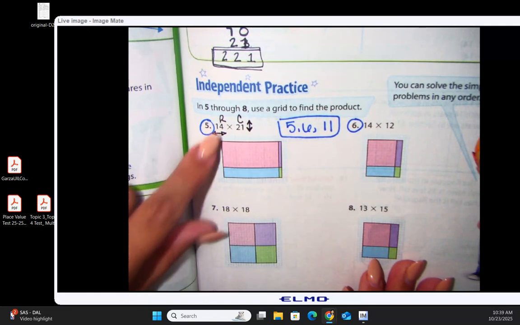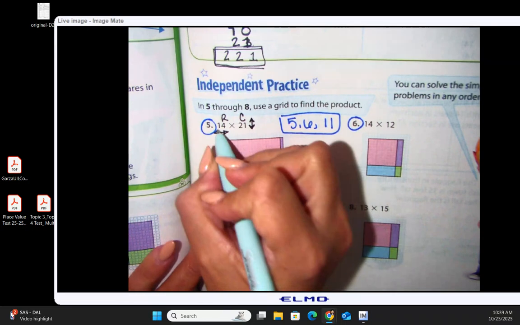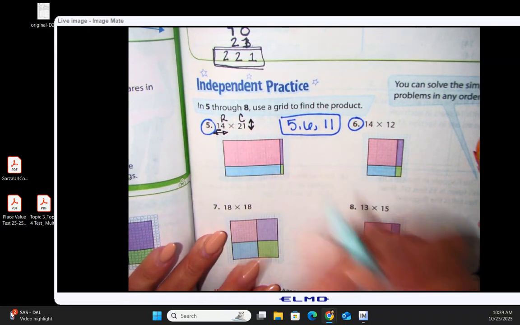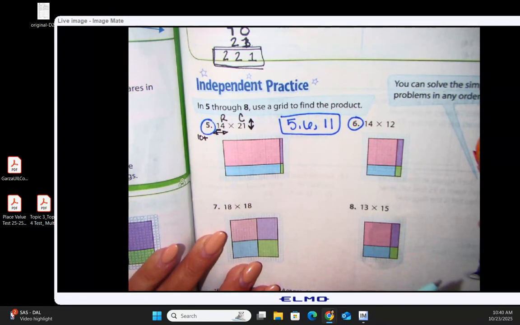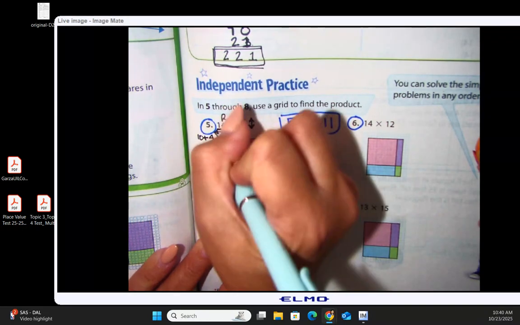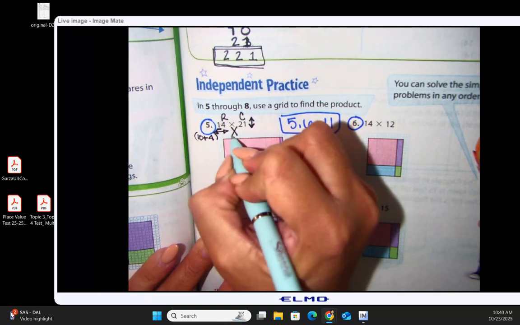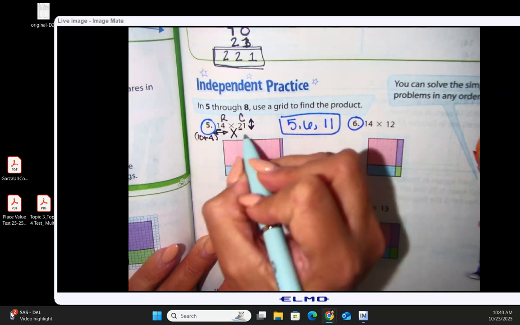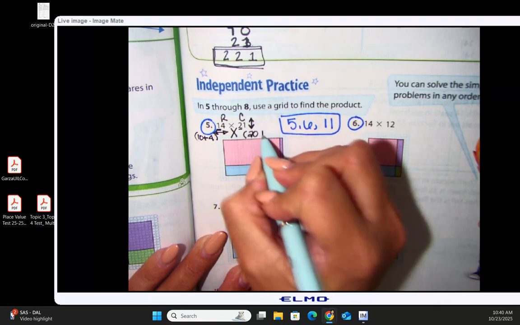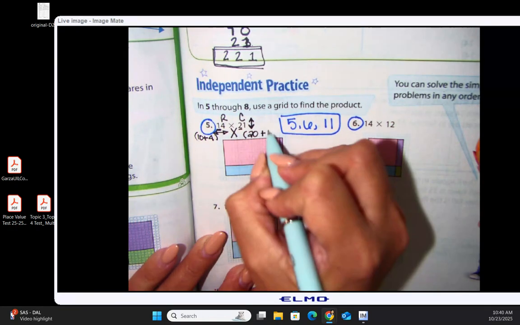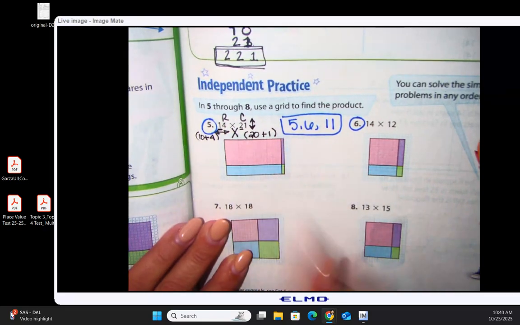Now I'm going to expand the number 14. The value of the 1 is 10. The value of the 4 is 4. So I have 10 plus 4 times the value of the 2, which is 20, and the value of the 1 is 1. Very good.